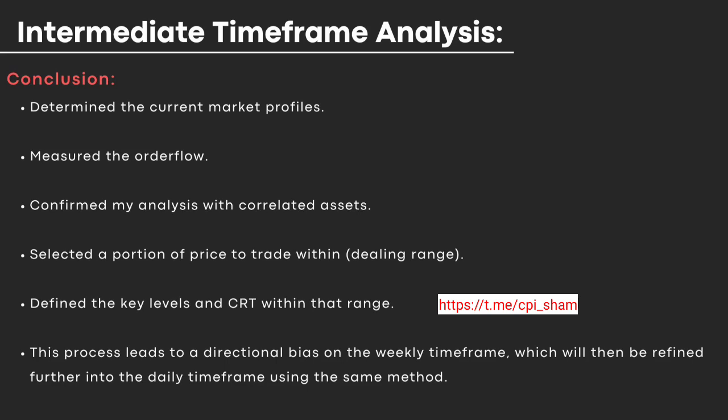Then I confirmed my analysis with correlated assets by comparing related markets, right? And I was able to validate my findings and strengthen my confidence in the bias. After that, I selected a portion of price to trade within, known as the dealing range, and this narrowed down my focus to a manageable and relevant area of the chart where I chose relevant key levels and candle ranges to support my idea.